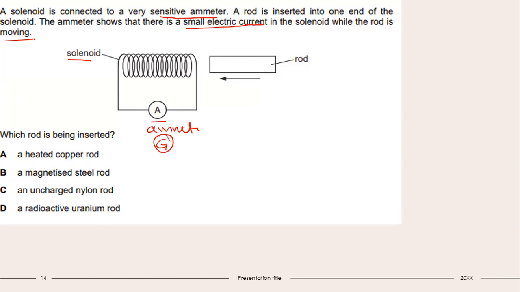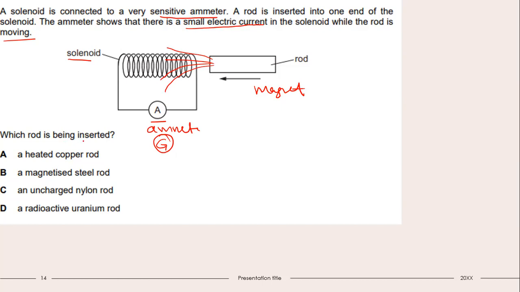It means the rod is a magnet, definitely, because if it is a magnet, only then can it produce changing magnetic field lines. So only then can current be induced, because electromagnetic induction is the process of inducing current in a coil or wire when it experiences a changing magnetic field.